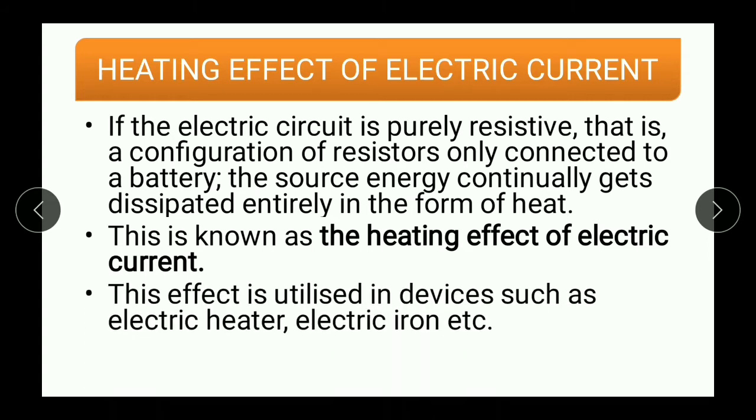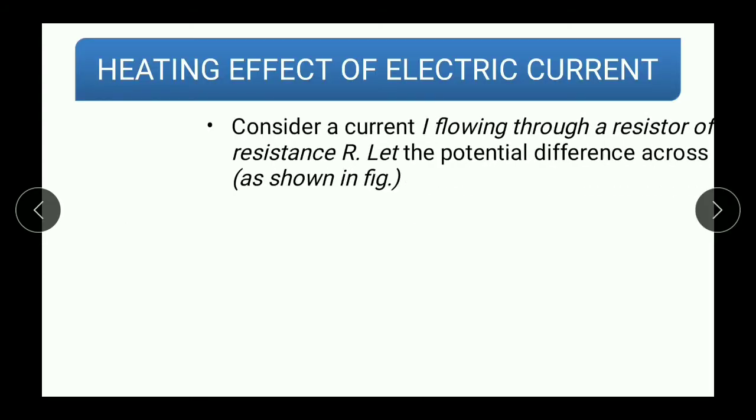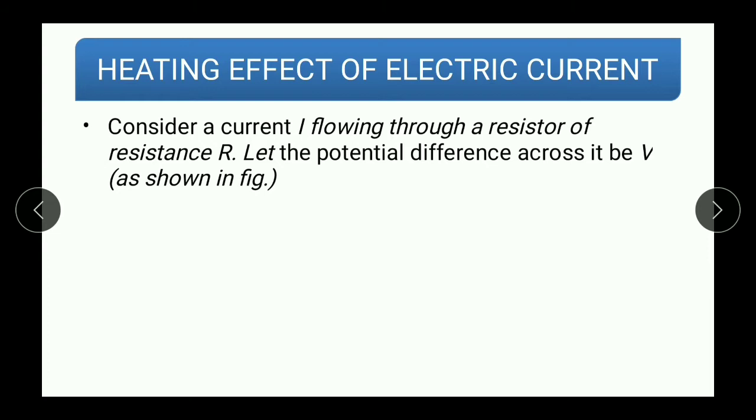This effect is utilized in devices such as electric heater, electric iron, electric bulbs, and there are a lot of devices that use this effect of electric current. Let us see the next point. Now we have to derive the relation for this heating effect.